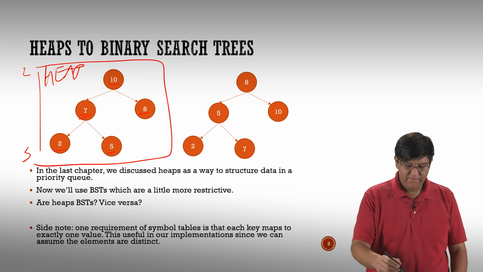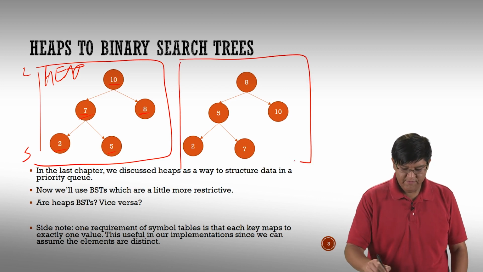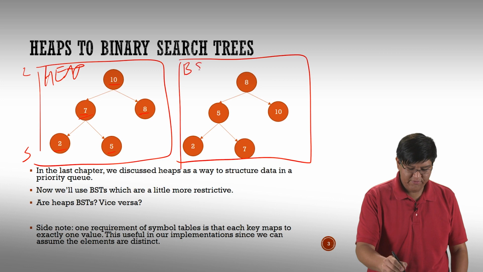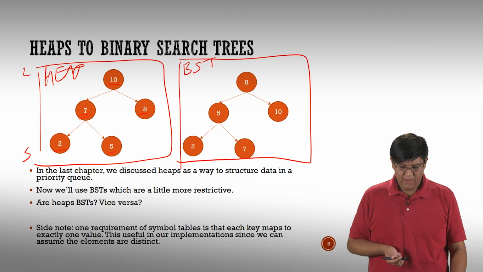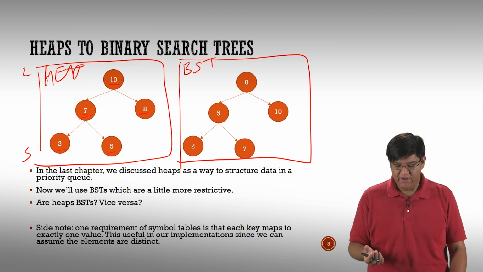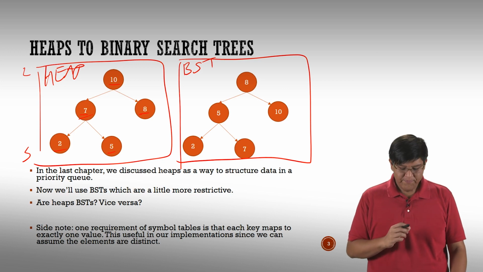On the right-hand side, we have a binary search tree. You may have seen these before. In the prerequisite class, if you took your second semester Java, they may have introduced these, so you may have a little bit of an idea of how they work. Again, we have this idea of nodes, and children of nodes. We start at the root and go down. It looks a whole lot like a tree, like a heap.